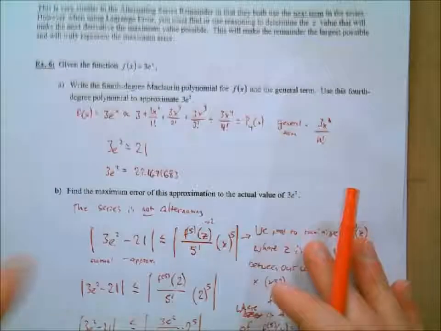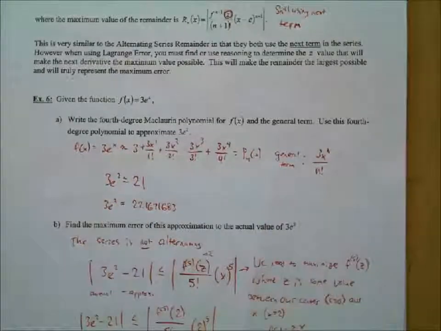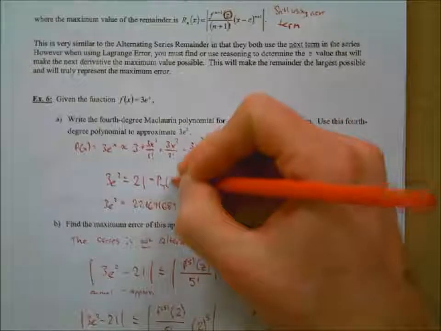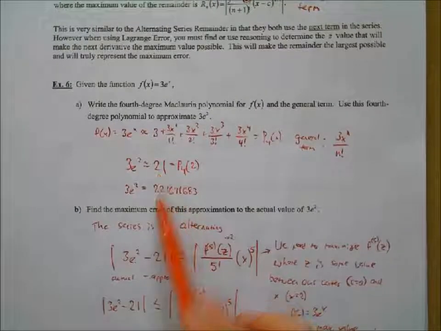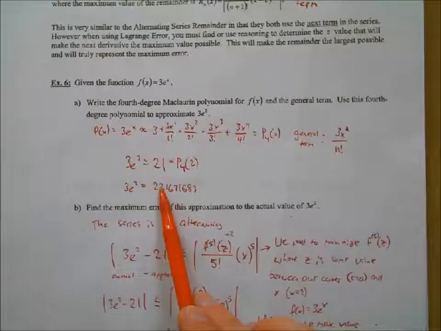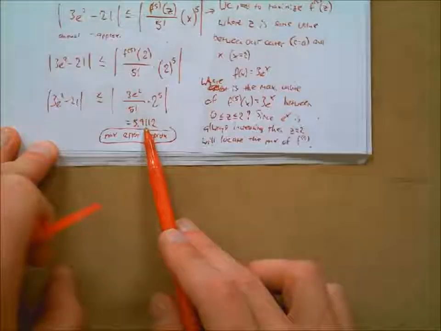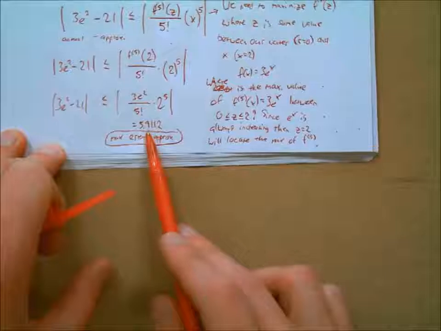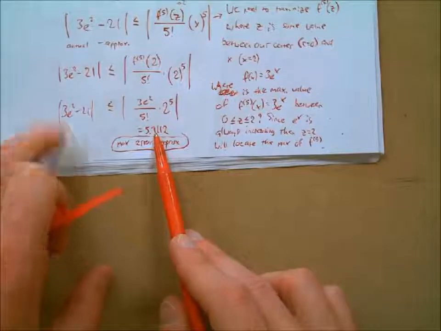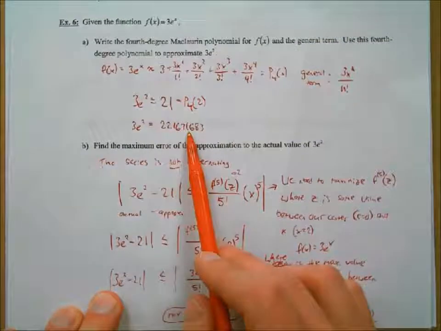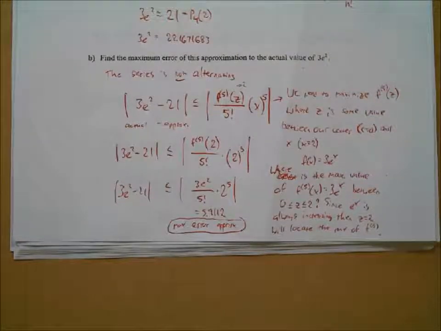All right, so does this maximum error fit our scenario? Well, remember earlier, Will gave us that 3e squared approximately was 21 using our p sub 4, that's equal to p sub 4 at 2. And then he gave us the actual in the calculator, and the difference here was like 1.1671683. Whereas here, we said the maximum error was 5.9112, so is this true? Well, yeah. In this case, this says we're going to be at most 5.9112 off, and in fact, we are only 1.1671683 off. So we were well within our maximum error of 5.9112.